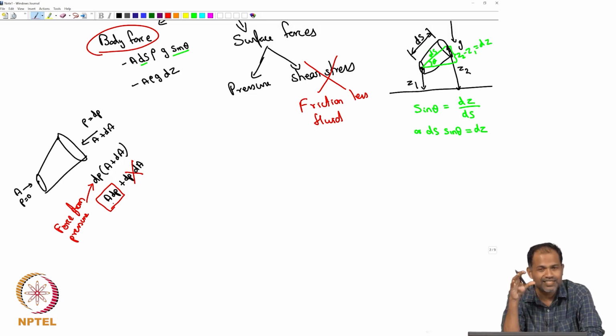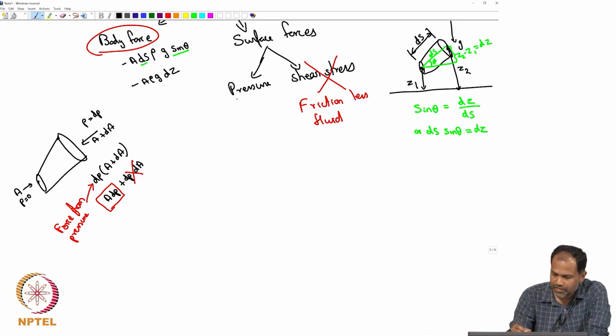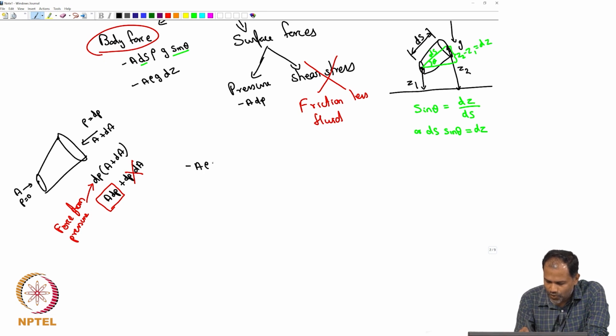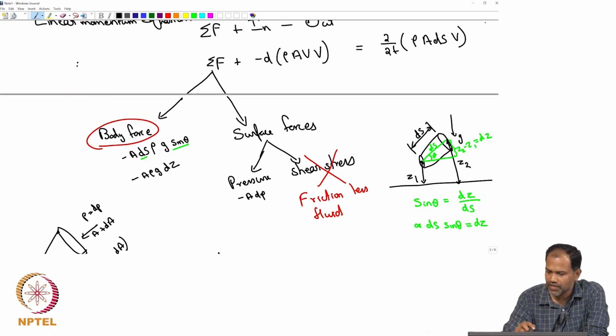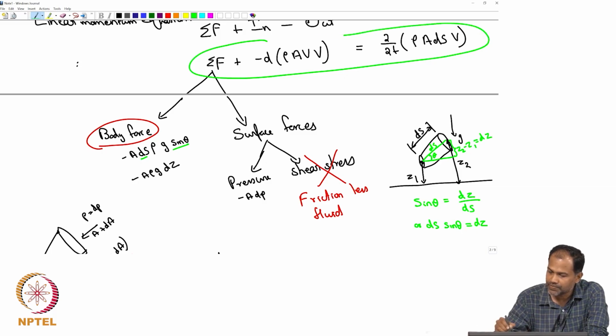Let us see that A into dP is the net force that is going to act, and that is going to act in the direction opposite to your ds, and therefore, the pressure contribution is going to be nothing but minus A into dP. So, putting all of them together, we have minus A rho g dz, that is a force. So, what am I substituting? I am substituting it into that expression. I have the force, I have the change in the momentum and the rate of change.